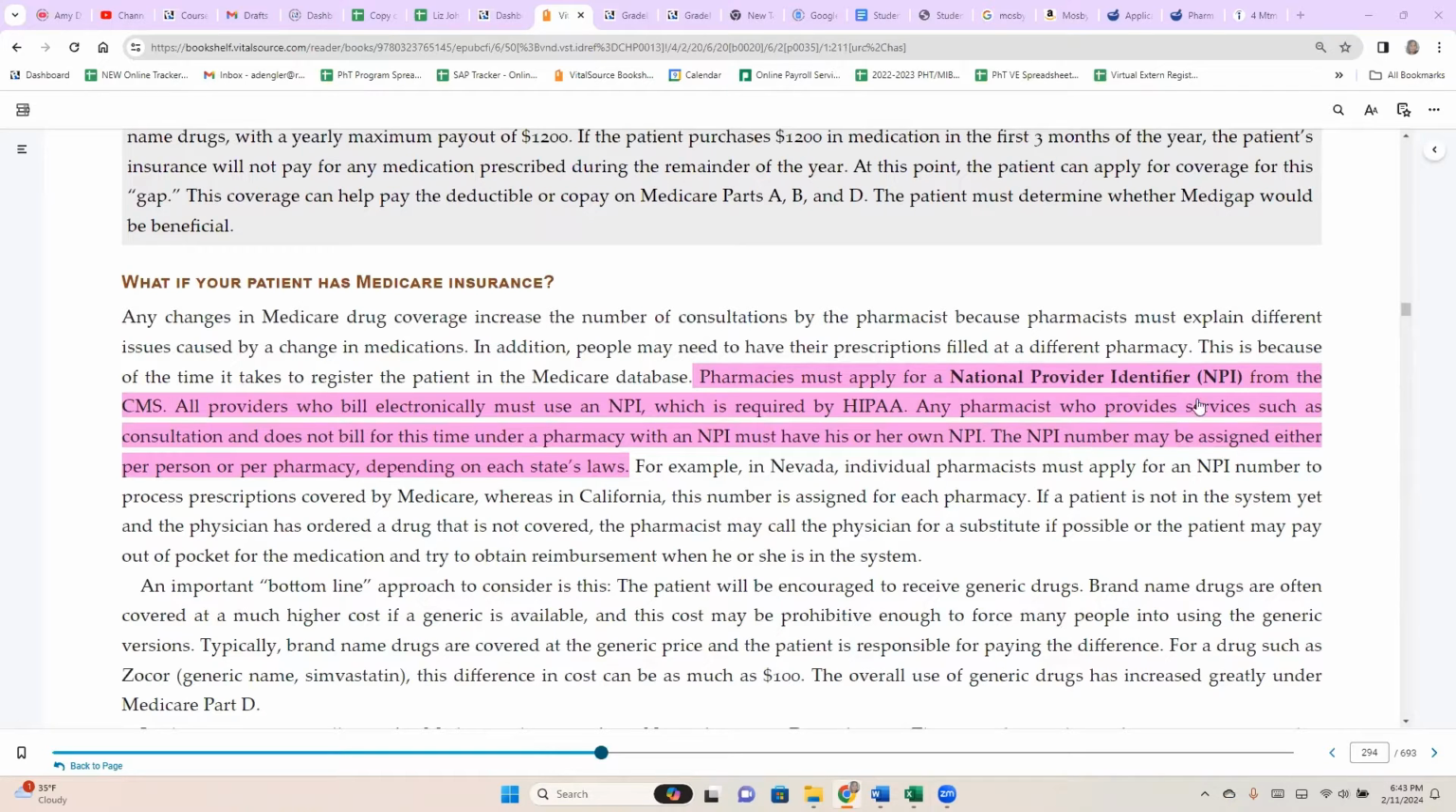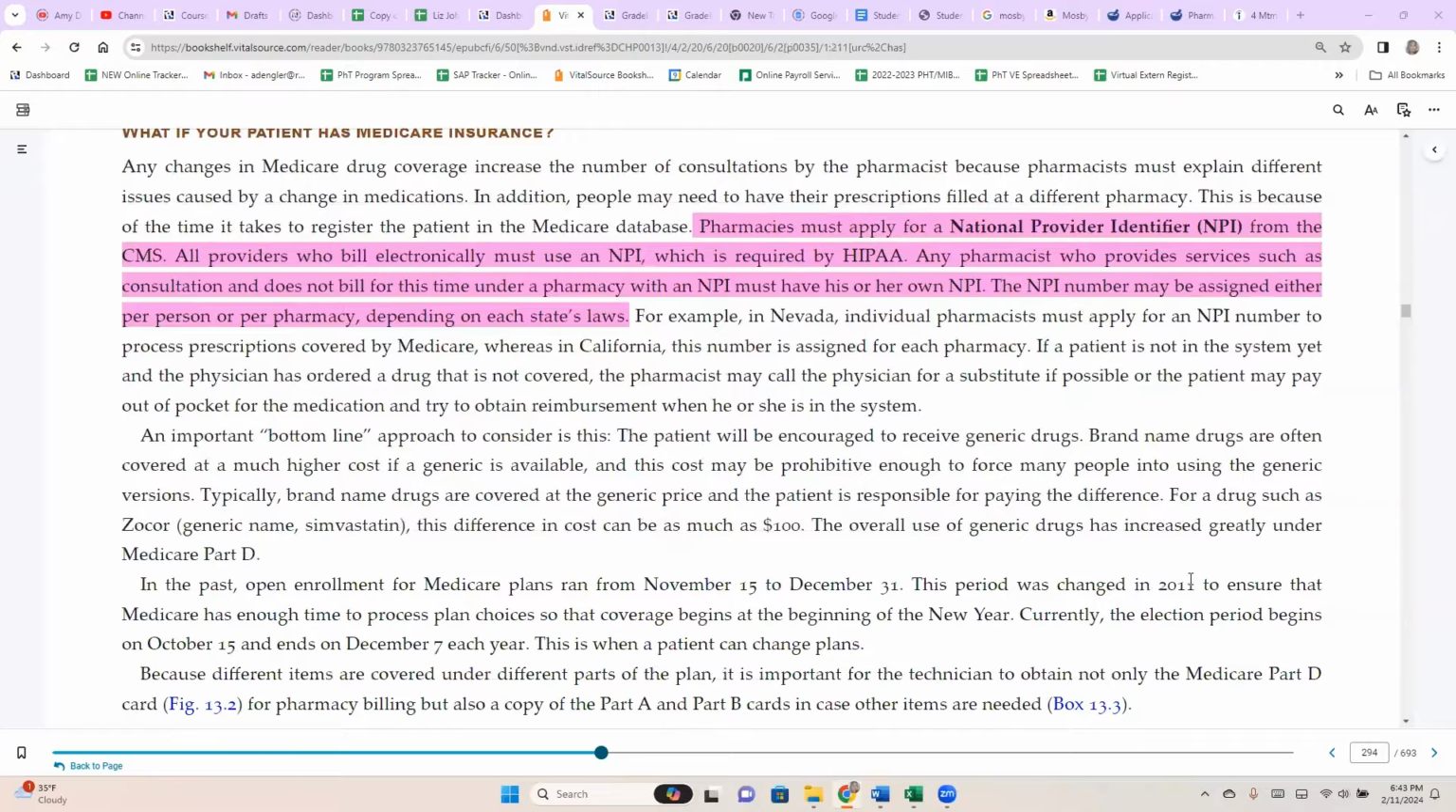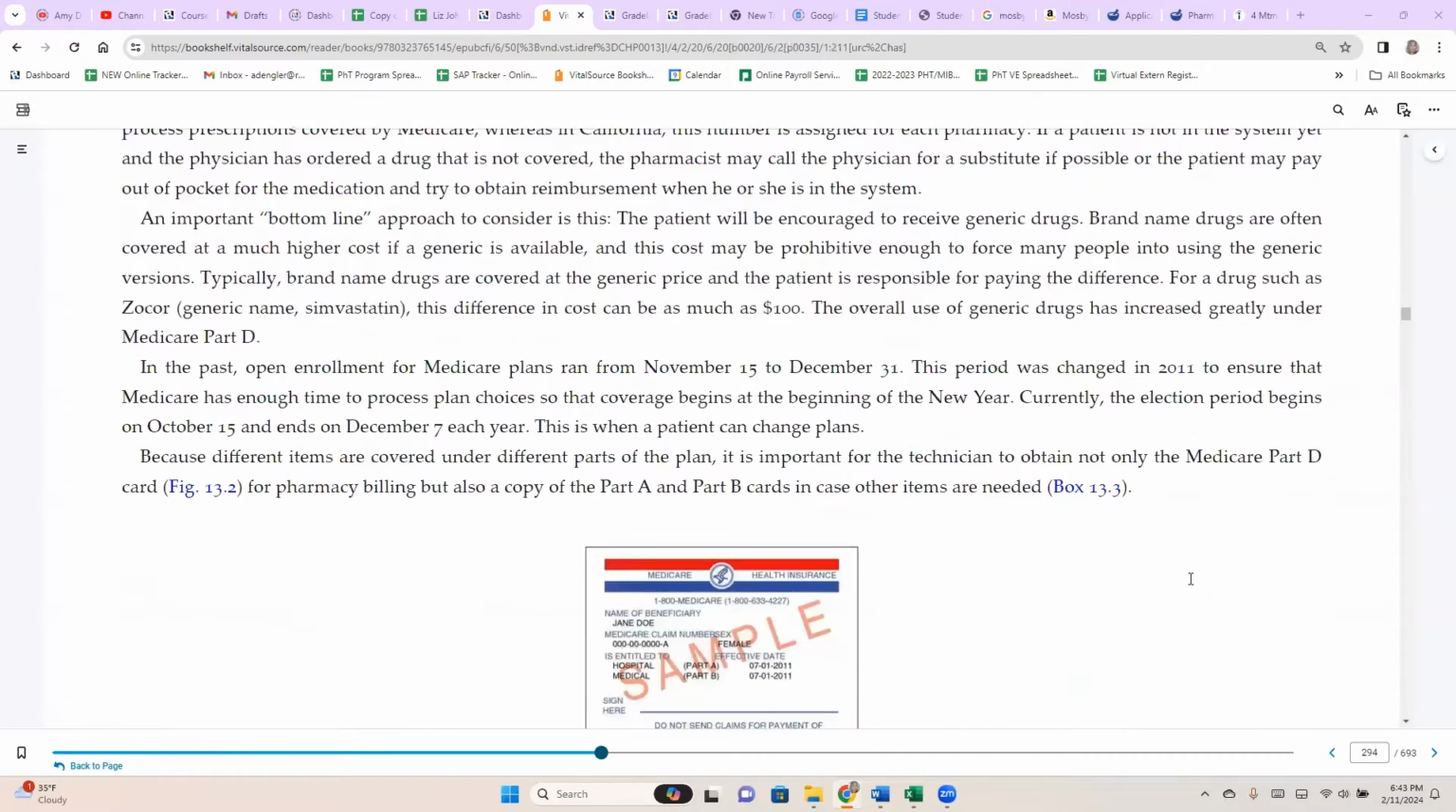Pharmacies must apply for a National Provider Identifier, an NPI, from the CMS. All providers who bill electronically must have an NPI, which is required by HIPAA. Any pharmacist who provides services such as consultation and does not bill for this time under a pharmacy with an NPI must have his or her own NPI. The NPI pharmacy number may be assigned either per person or per pharmacy, depending on each state's law.